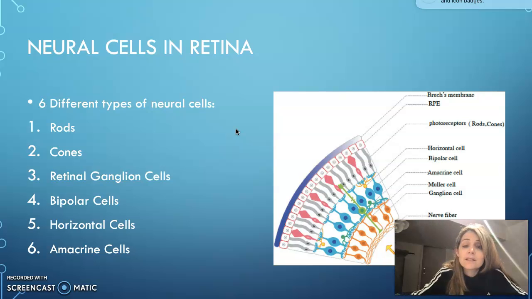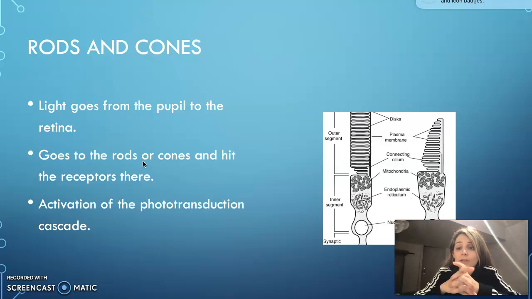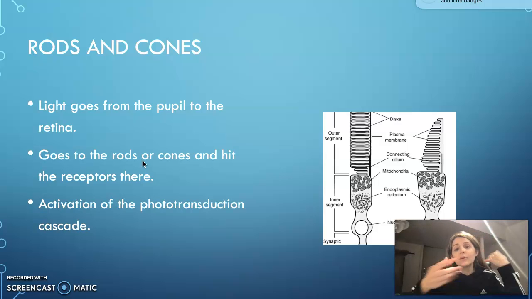Moving on, we're going to talk about what happens when the light hits the rods or the cones. So what happens in that retinal layer? Shown here are a rod and a cone. And as mentioned, they get their name from their shape. One is shaped like a cone, one is shaped like a rod. So after the light goes from the pupil to the retina, it's going to go to these photoreceptors, the rods and the cones.